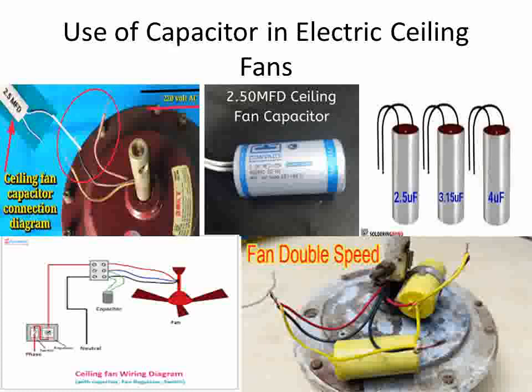The last diagram is for increasing the speed of the fan. The fan is rotating with a single capacitor at a low speed. If you are using 2 capacitors, then they increase the capacity of the fan. And these 2 capacitors are connected in parallel. Then the fan starts rotating at a higher speed.